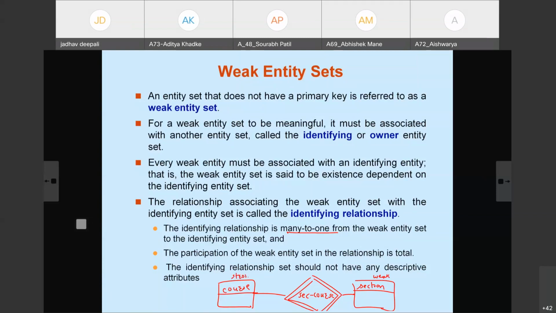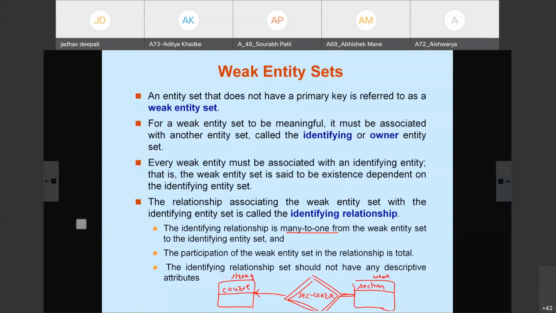It is always many to one from the weak entity set to the strong entity set. So how do we represent it? Many to one. One is towards the strong entity set. That's why it is many: for one course, multiple sections are there. The participation of the weak entity set is always total. So how do we represent it? With a double line.